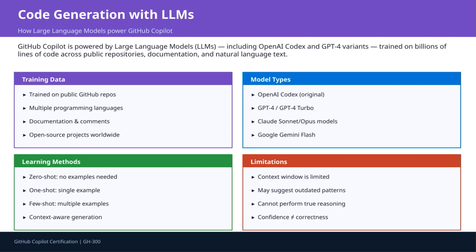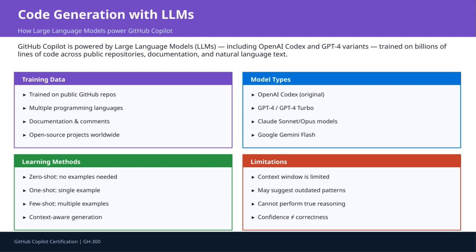This wide range of information, including open-source projects from around the world, helps the model understand various coding styles and contexts. There are several model types behind Copilot, starting with the original OpenAI Codex, and more recently, powerful models like GPT-4, GPT-4 Turbo, Claude Sonnet and Opus models, and Google's Gemini Flash. Each of these contributes to the AI's coding capabilities in different ways.